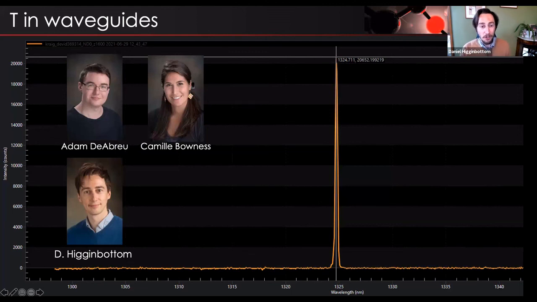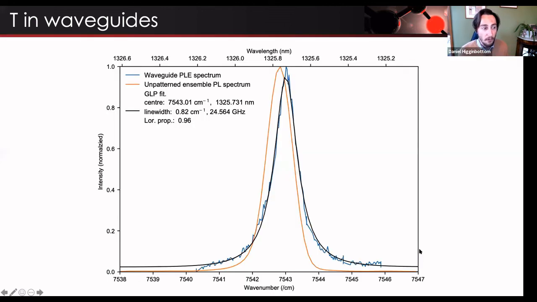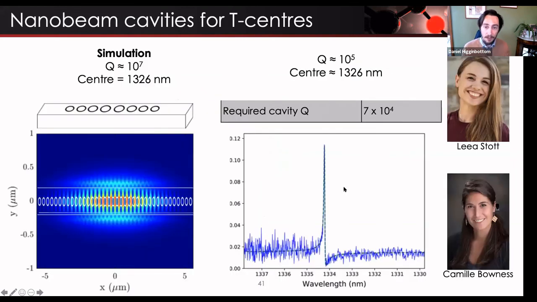Very quickly, I'm going to show some new results showing that we have integrated T centers into waveguides. We're measuring very bright ensembles. This is work by my students, Adam and Camille Bonus. We can resonantly excite the T centers in waveguides, and we see no increase in line width for the T ensembles in waveguides compared to the unpatterned T ensemble of the material. So that's very promising. The additional interface doesn't broaden the ensemble measurably.